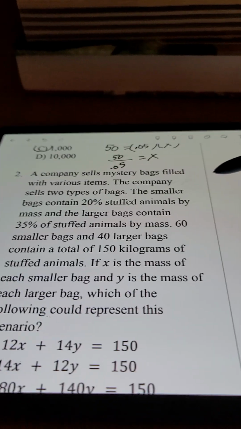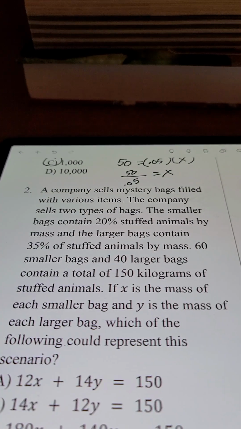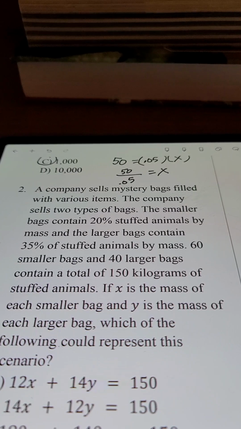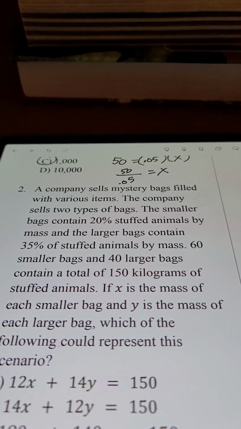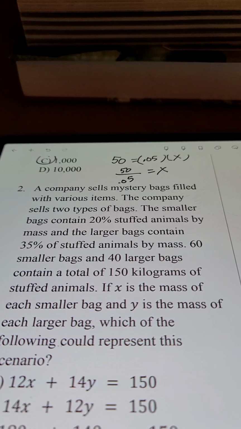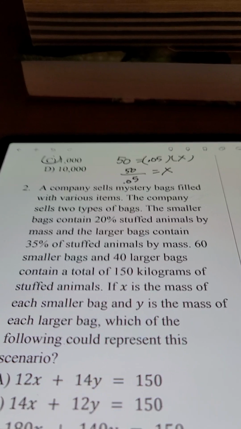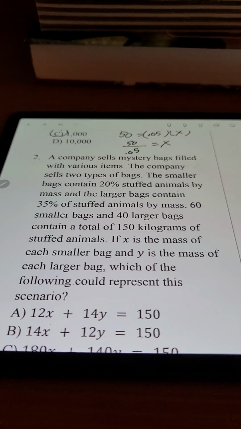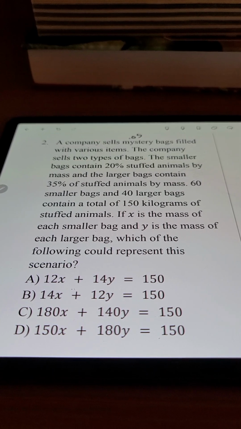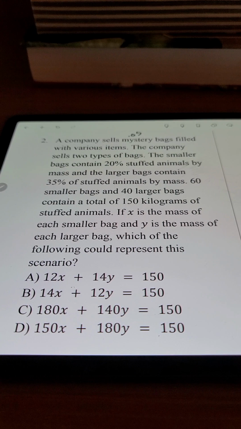Okay, so now let's go to number 2. It says, a company sells mystery bags filled with various items. The company sells 2 types of bags. These smaller bags contain 20% stuffed animals by mass. The larger bags contain 35% of stuffed animals by mass. 60 smaller bags and 40 larger bags contain a total of 150 kilograms of stuffed animals. If X is the mass of each smaller bag and Y is the mass of each larger bag, which of the following could represent this scenario?